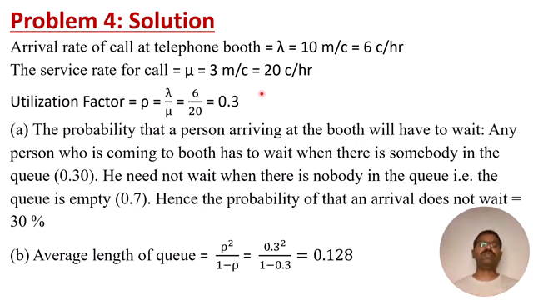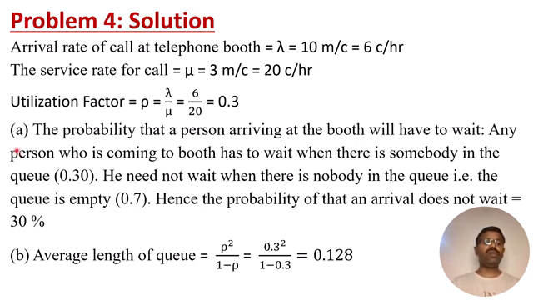So finally, they can do service for 20 calls per hour, but only 6 calls they are getting per hour. And the utilization factor rho is equal to lambda by mu, that is 6 by 20, that is equal to 0.6.